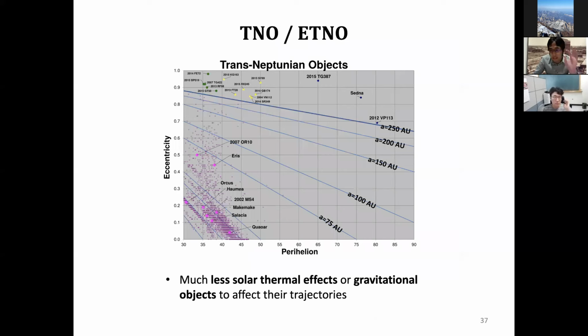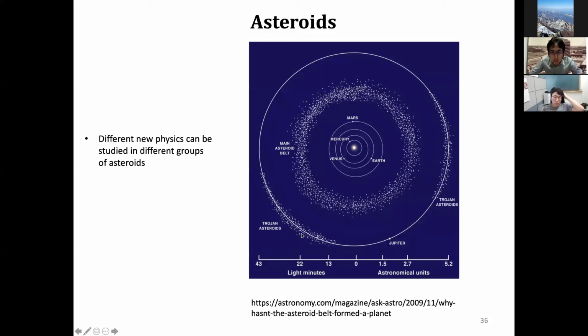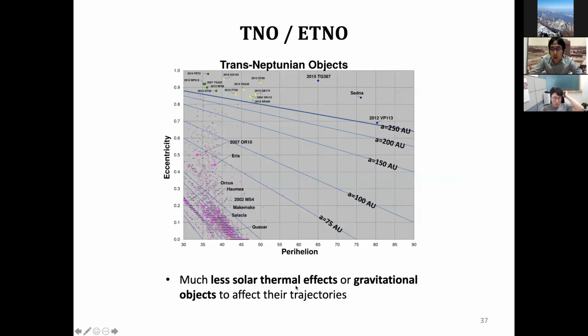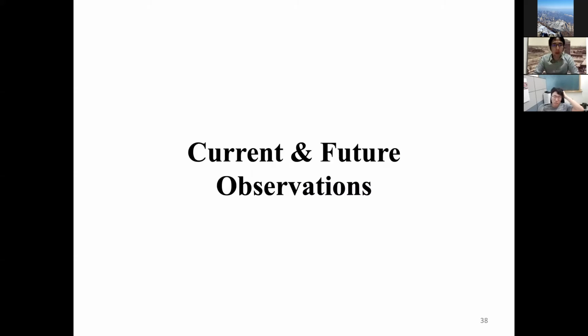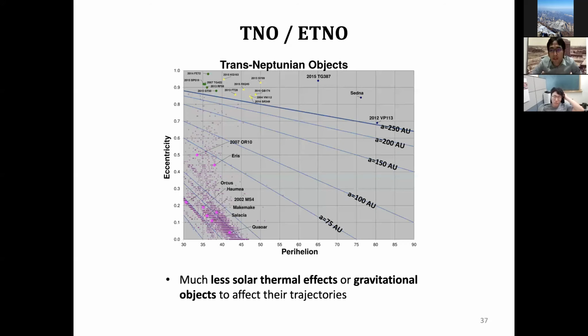So I want to emphasize TNO is better in some sense, because the near-Earth objects and all these different objects are affected by each other and also by the heavy planets. But when you go to TNOs, they are very far away. So they are subject to less gravitational perturbation or solar thermal effect. The sun will not heat up this TNO to affect its trajectory. So since they are farther away, it's actually better in some sense for new physics study, because there are no other systematic errors.